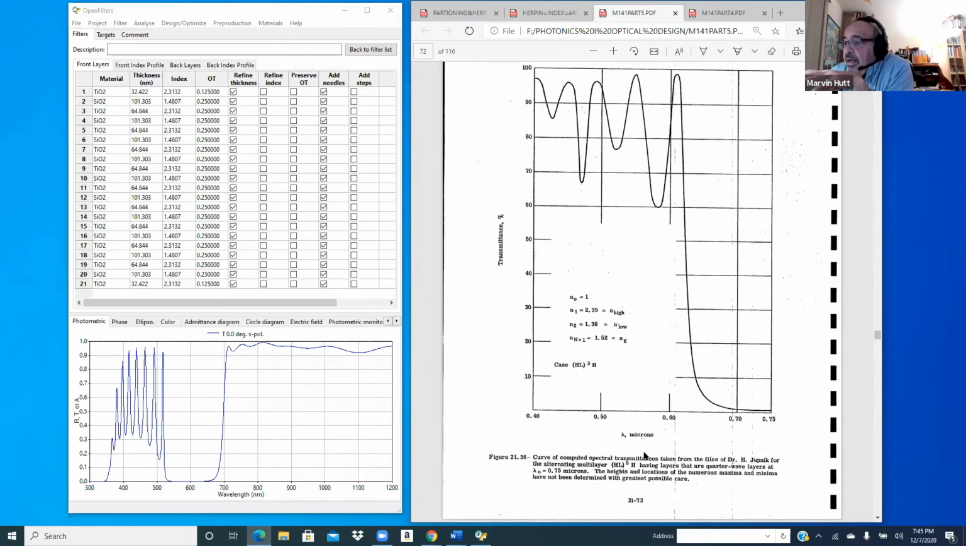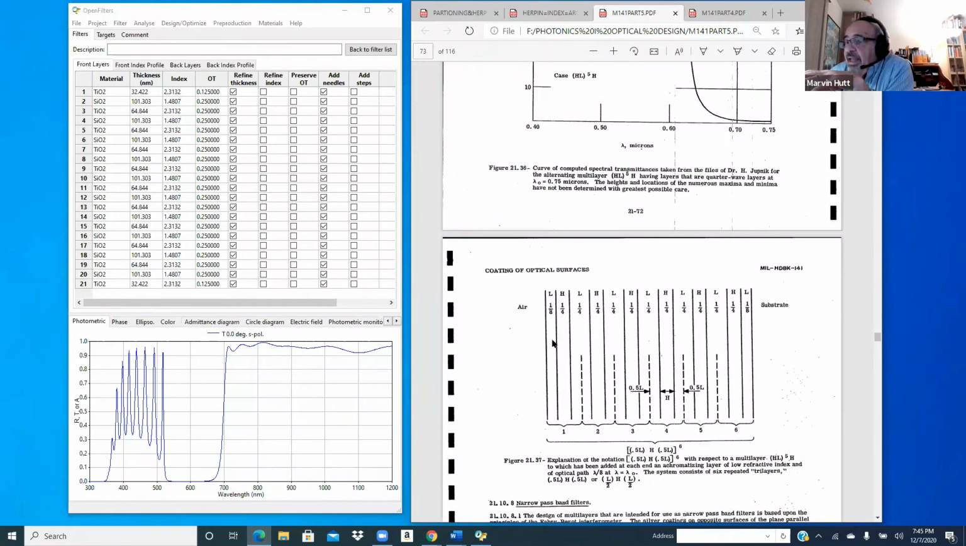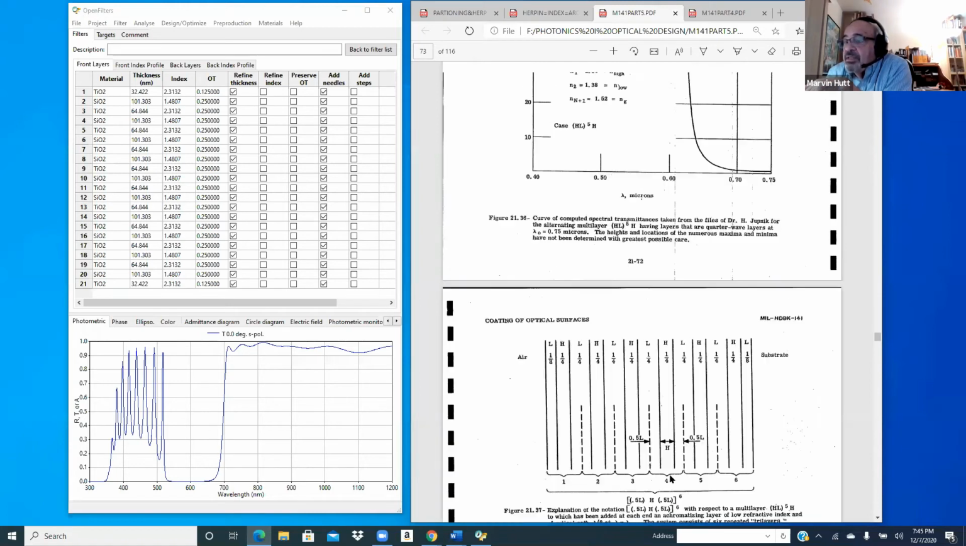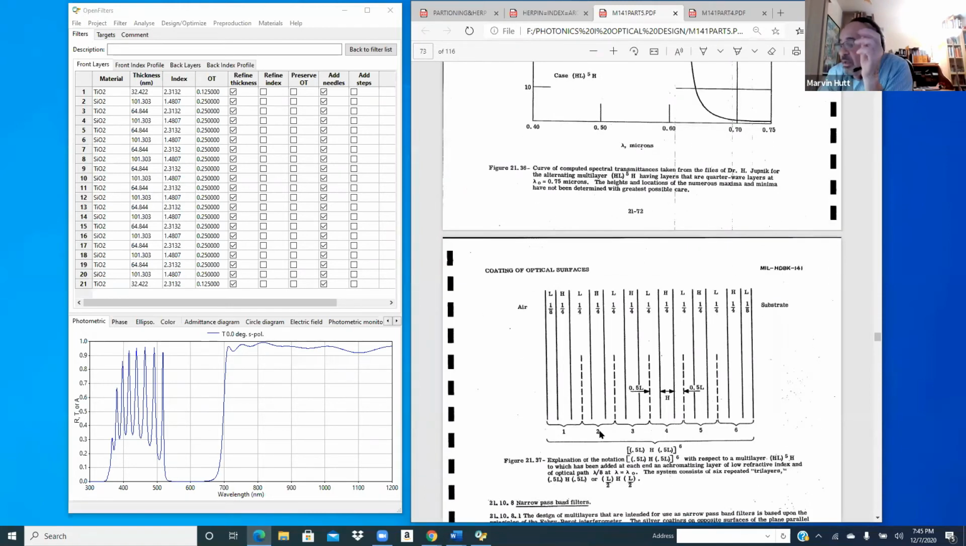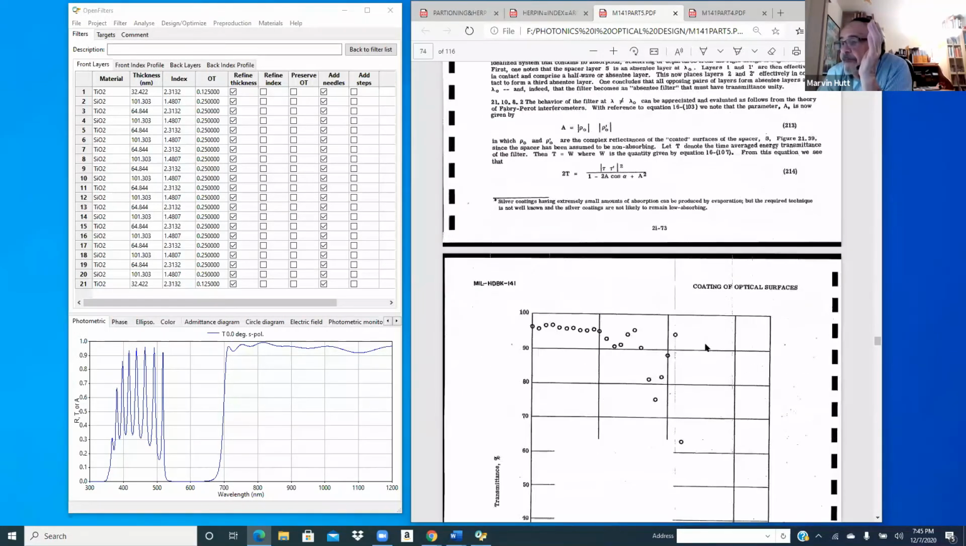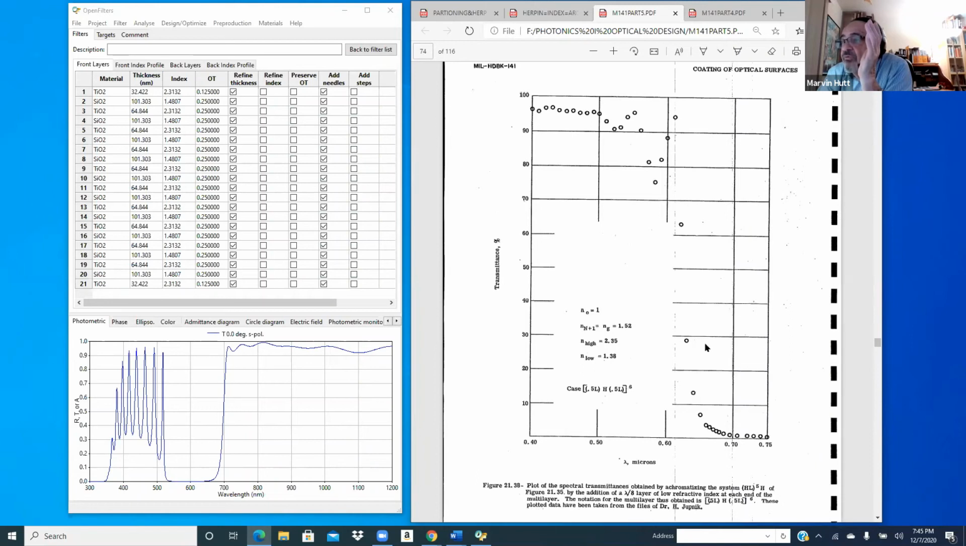This is high, low, high. And now he comes along and adds an eighth wave on either side. So he writes it 0.5 high, 0.5 low to the sixth period, with the multilayer. Each has been added an eighth wave of low refractive index optical path, six repeated trilayers, or L on 2, H, L on 2. So this is what started the whole business of the equivalent layers. And here's the answer for it afterwards.